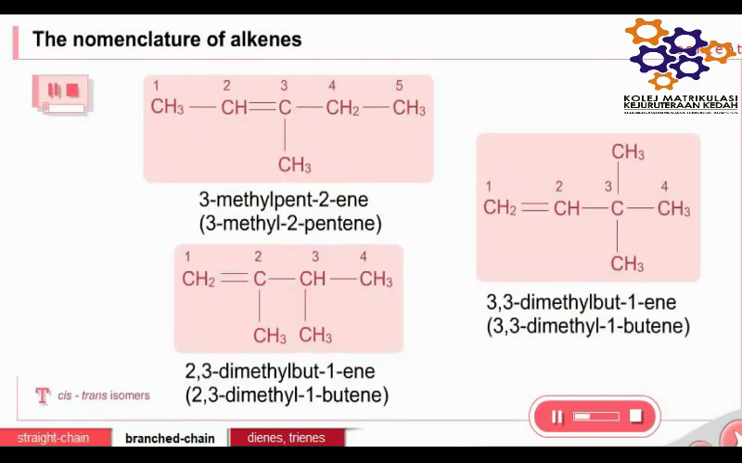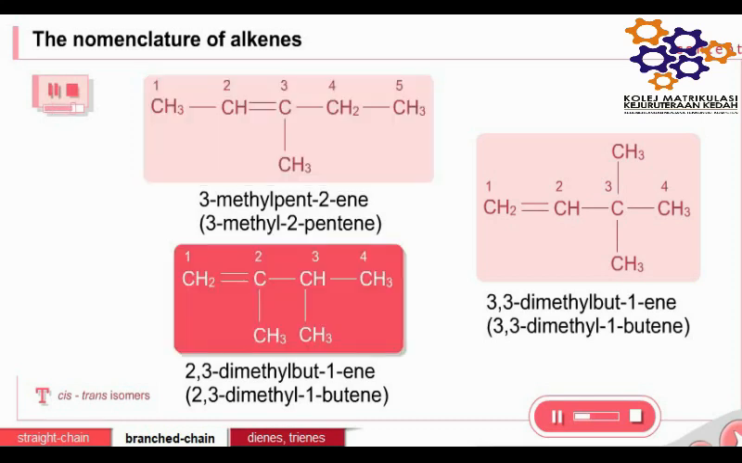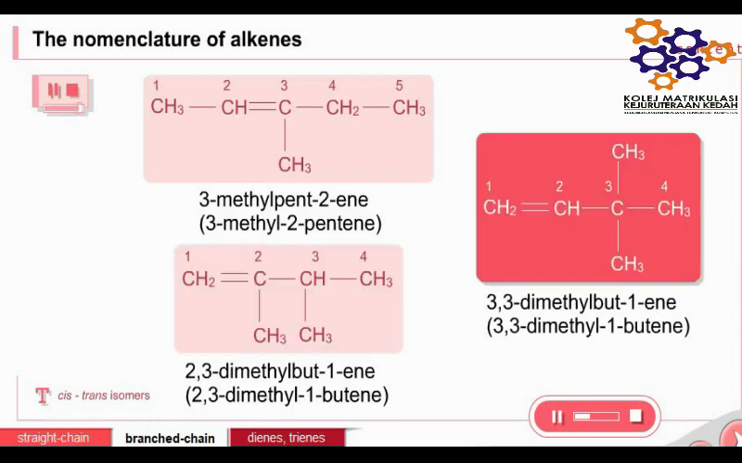More complex alkenes are named in a manner similar to alkanes. The alkene containing 6 carbon atoms and 1 double bond can form many different isomers. For example, 3-methylpent-2-ene, 2,3-dimethylbut-1-ene, and 3,3-dimethylbut-1-ene.